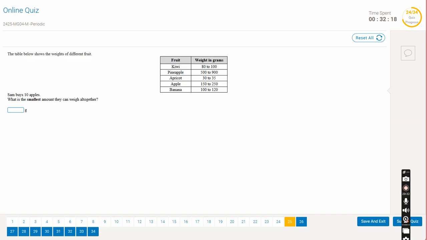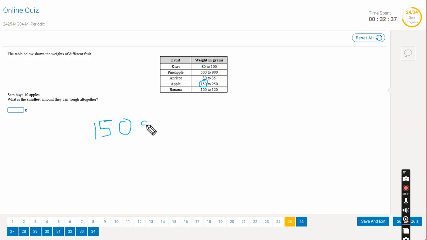Okay. Now Sam buys 10 apples. What is the smallest amount they can weigh altogether? So Sam buys 10 apples, and what is the smallest amount they can weigh altogether? So now he wants to decrease the amount, right? So we're going to take the lesser weight of the apple and multiply.